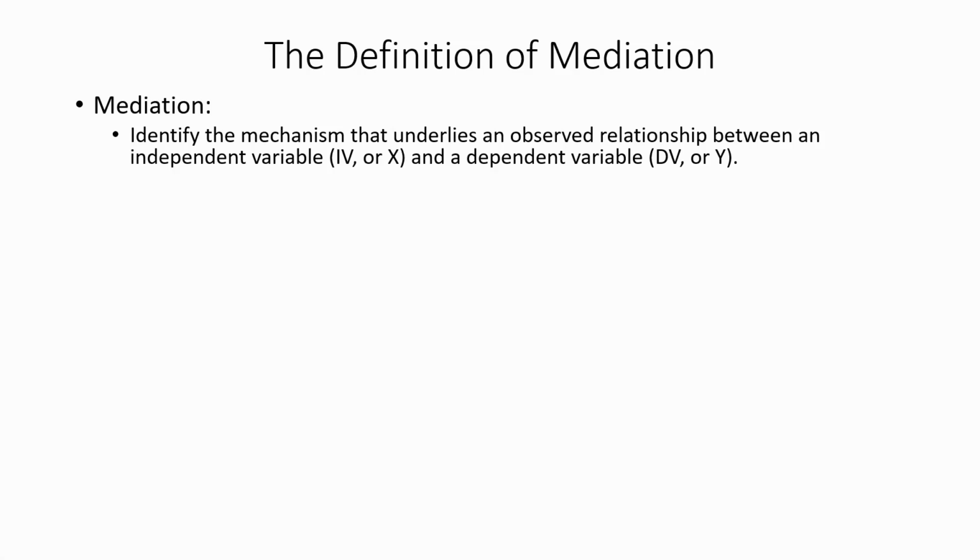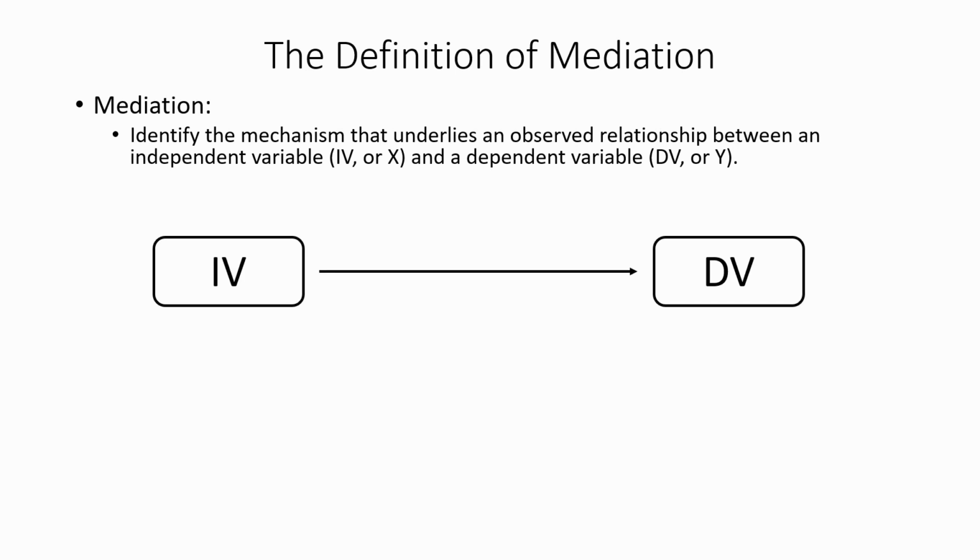In this tutorial, I'm going to explain what a mediation analysis is, and then I'm going to show you how we can do that in SPSS. A mediation analysis is to identify the mechanism underlying an observed relationship. For instance, you observe that there's a relationship between IV and DV, and you try to explain why it happens. The name of the mechanism is called the mediator.